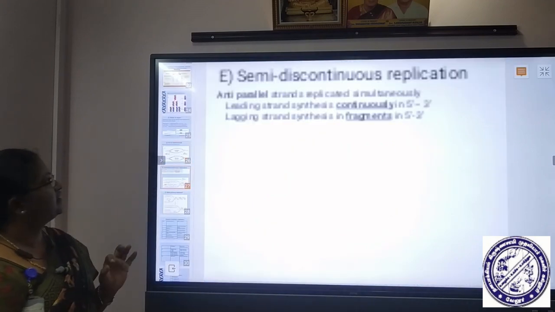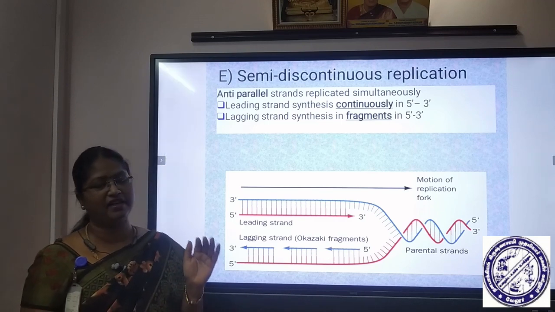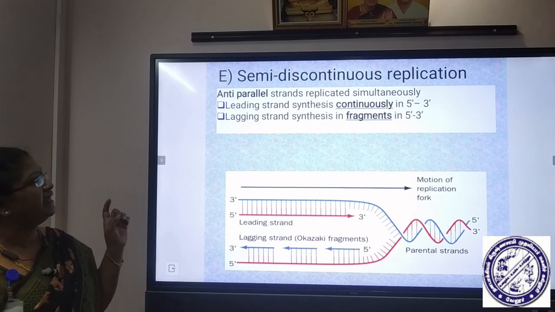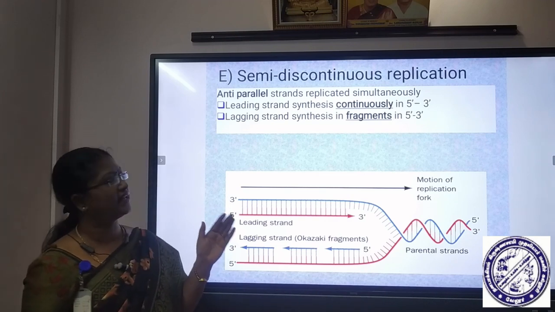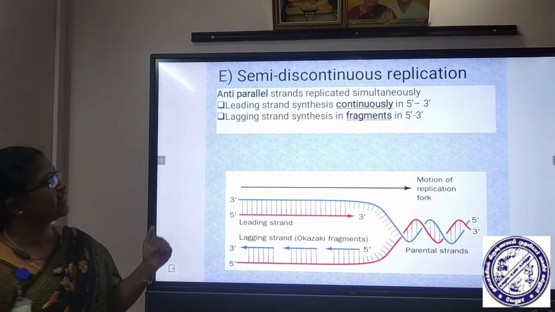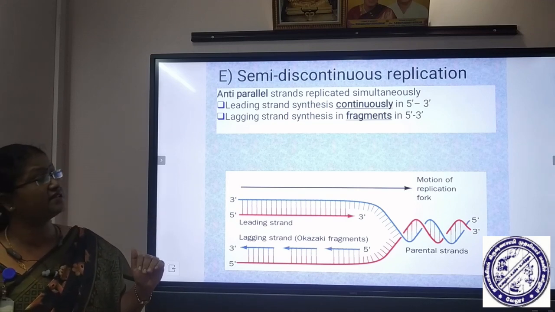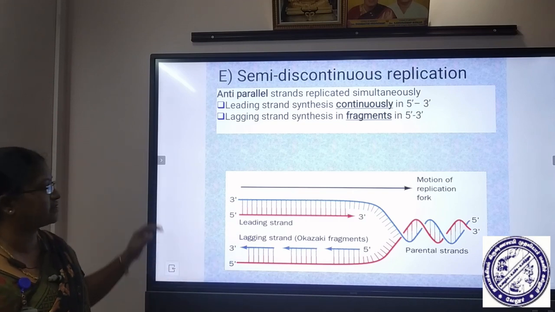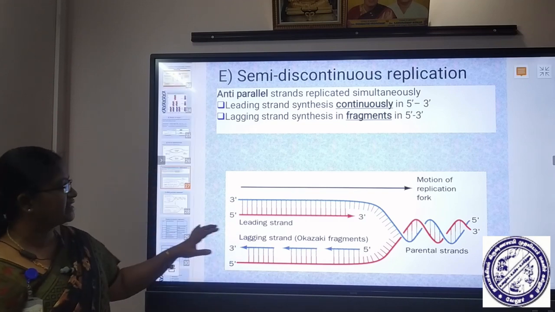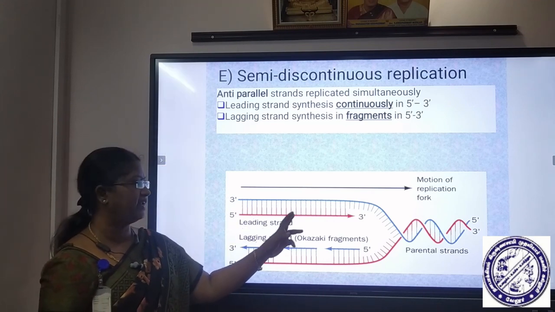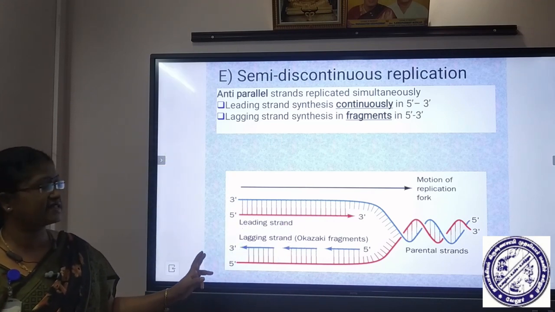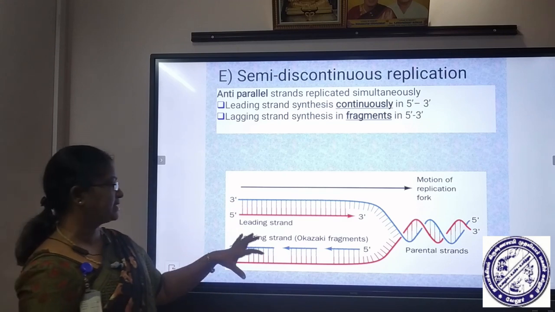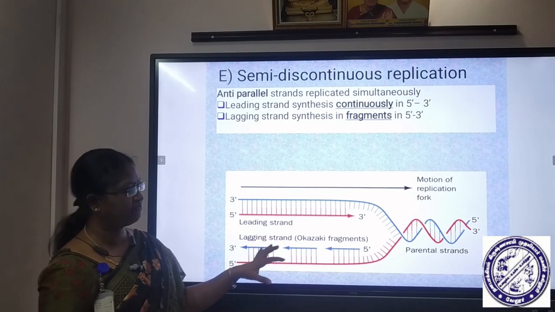And the next thing is, replication will always proceed in a semi-discontinuous manner. That means the leading strand is synthesized continuously in the direction of 5' to 3', whereas the lagging strand is synthesized as fragments in the direction of 5' to 3'. So the leading strand proceeds in a continuous manner, whereas the lagging strand proceeds as fragments. Okay, so these lagging strand fragments are known as Okazaki fragments.